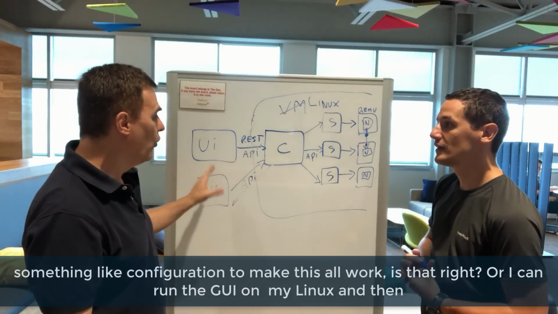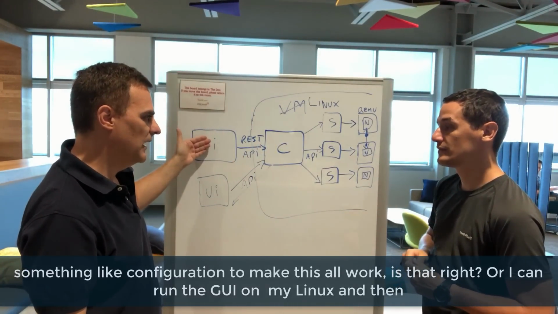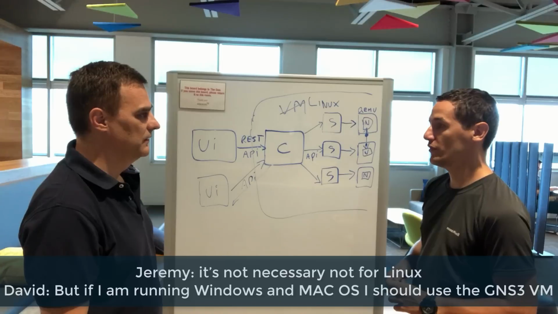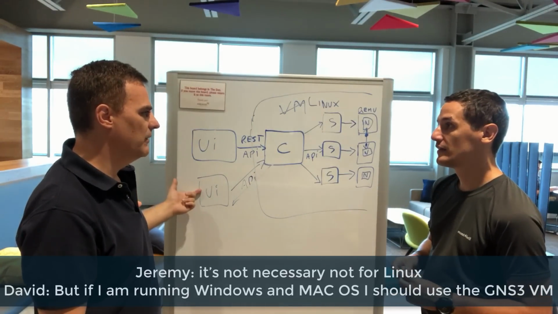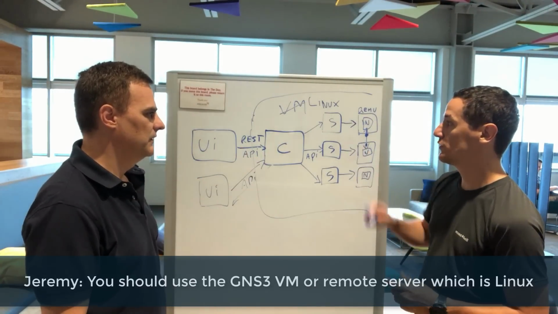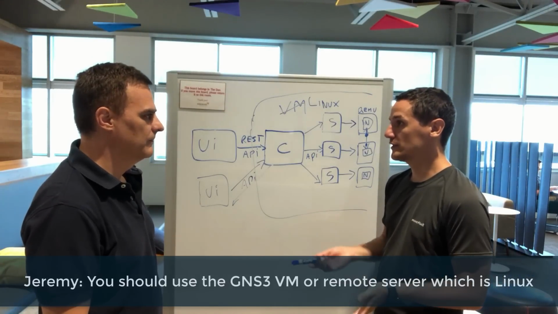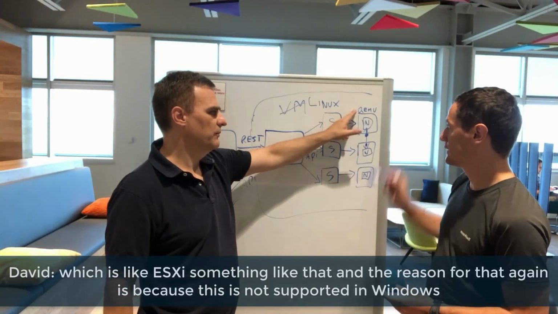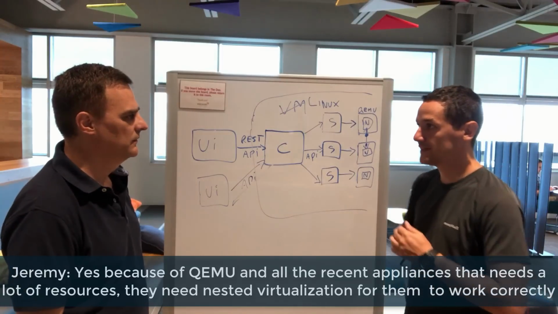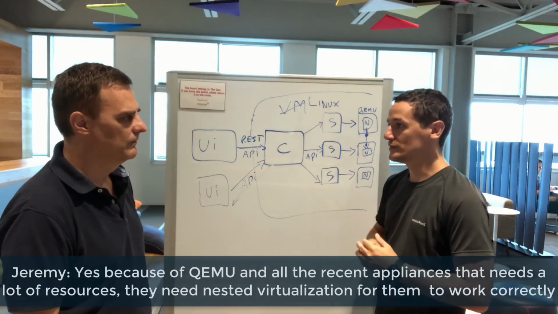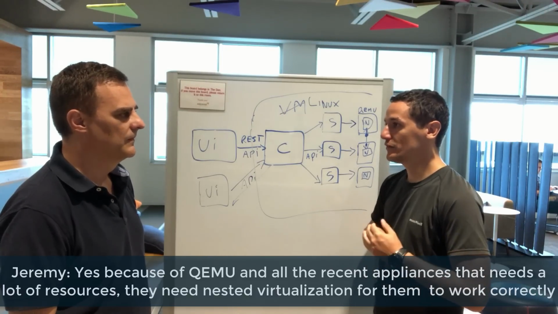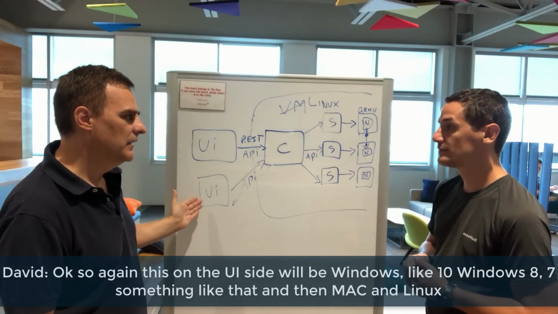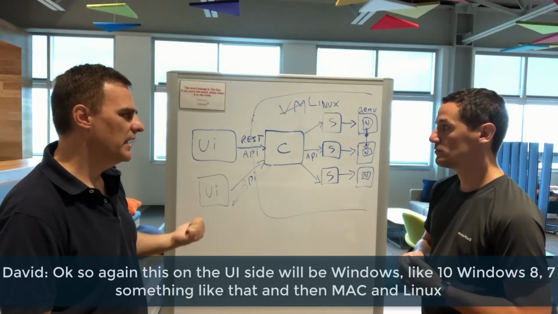Or I can run the GUI on my Linux and then install the VM on the Linux. But it's not necessary, not for Linux. But if I'm running Windows or Mac OS, I should use the GNS3 VM. You should use the GNS3 VM or a remote server, which is Linux, like ESXi or something like that. The reason is that this is not supported on Windows, mostly because of QEMU and all the recent appliances that need lots of resources. You need nested virtualization for them to work correctly. Okay, so again, on the UI side it would be Windows 10, Windows 8, 7, something like that.